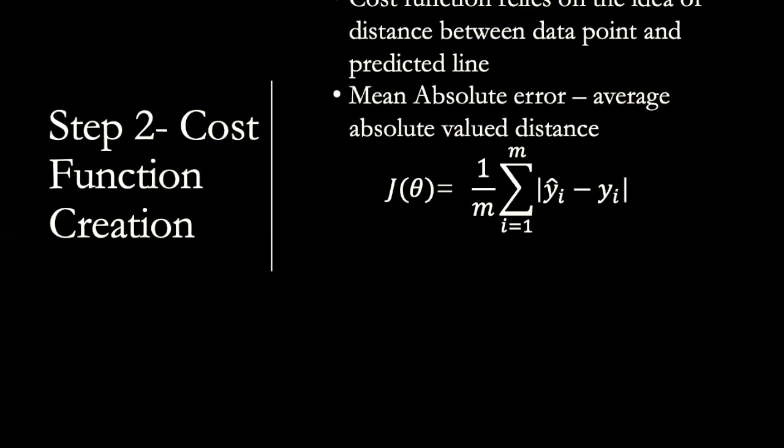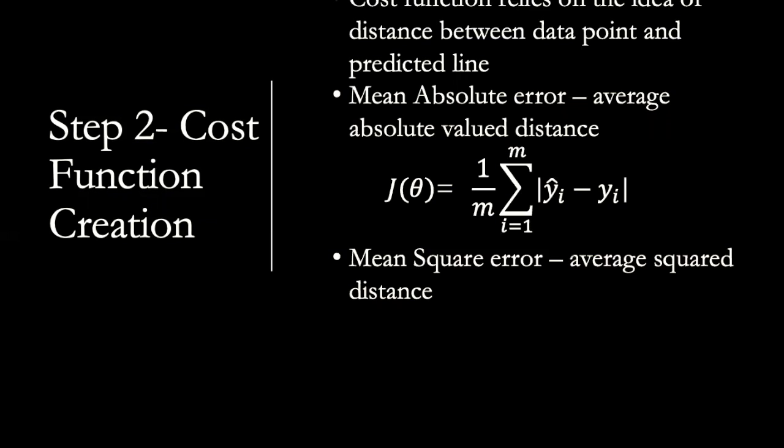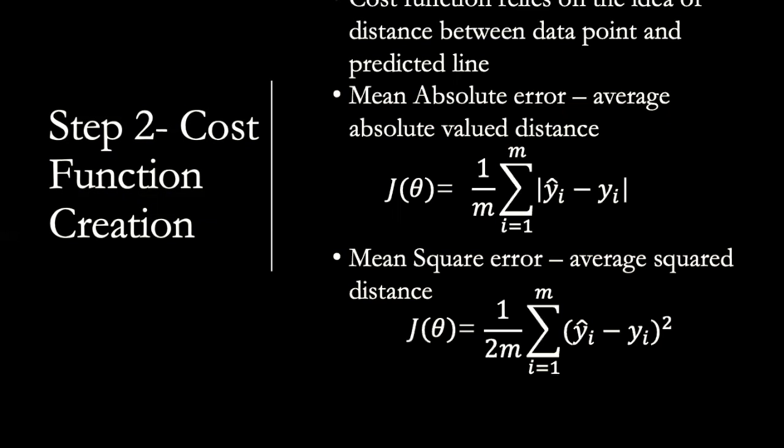On the other hand, the mean square error cost function is the same as the mean absolute error cost function, except it squares the distance instead of taking the absolute value of it. Mathematically, this is shown as such. And by the way, in the mean square error cost function, 1/2 is multiplied by the average error, and that is because this just helps the numbers work out a bit nicer.